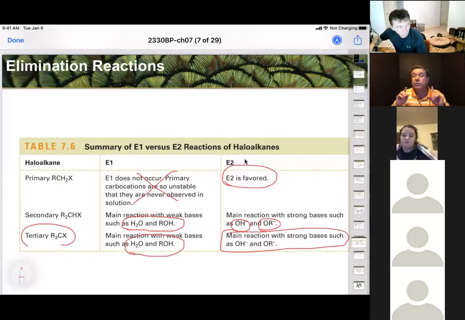Okay, so in substitution reactions, we were talking about the strength of the nucleophile, and whether it was a strong nucleophile or a weak nucleophile. In elimination reactions, is it a strong base or a weak base? That's what we're looking for here. So they can be the same, but they're not always the same. So we need to pay attention to that.